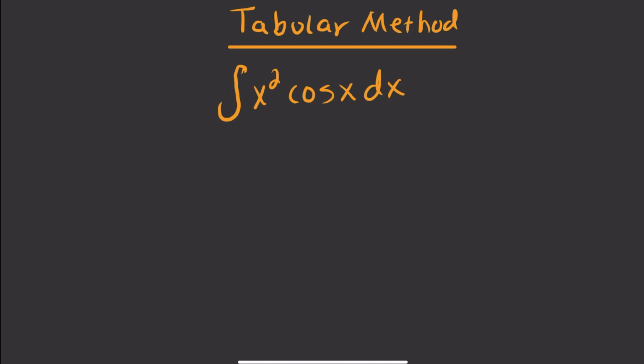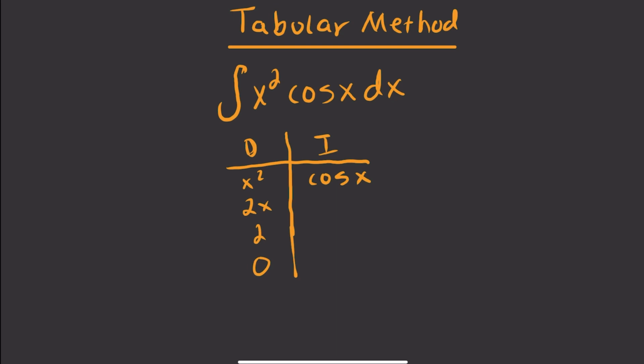So let's start by setting up our table here. We'll do DI, and we'll draw our little table down. D is for derivative, I is for integral, and we're going to place our x squared and our cosine x. We're going to take the derivative of x squared first. The first derivative gives us 2x. Take the derivative again, 2, and then we're at 0. With cosine x, we're going to integrate. You integrate cosine, you get sine x. You integrate once more, you get negative cosine x. And once again, negative sine x.